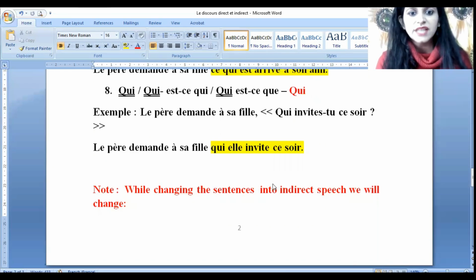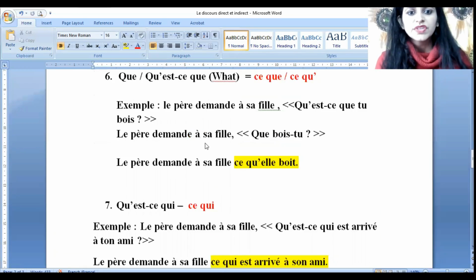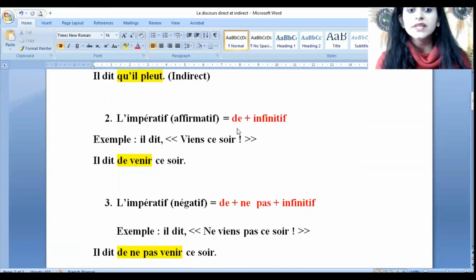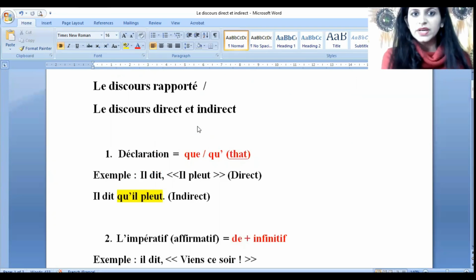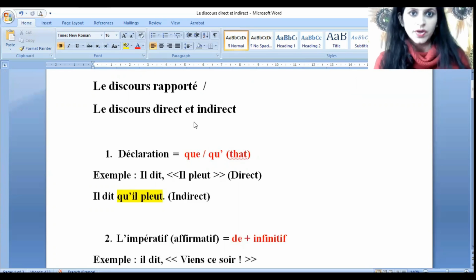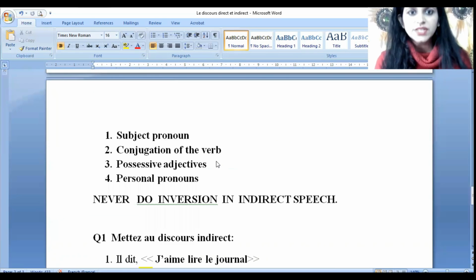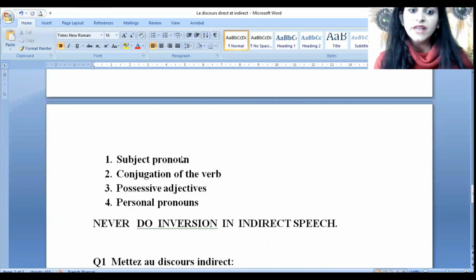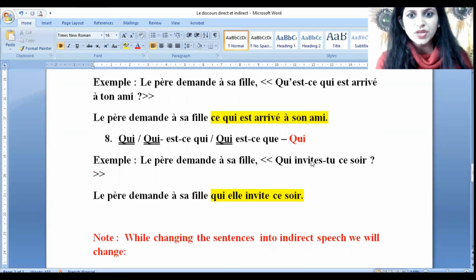So while changing the sentences from direct to indirect, right now, what did we do? We were changing the sentence from direct to indirect. There are two things that you need to remember because you're going to get a mixed question, direct to indirect and indirect to direct will be one question only. But the points are same for both. So when you do that, a lot of things change. I have mentioned here, the subject pronoun can change. Accordingly, the conjugation of the verb can change. Adjective possessive can change.